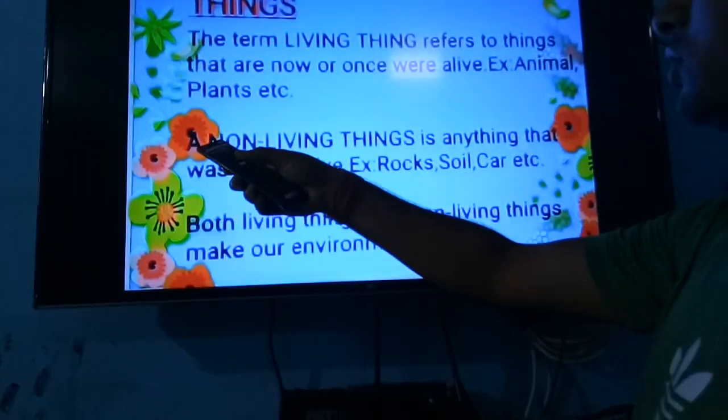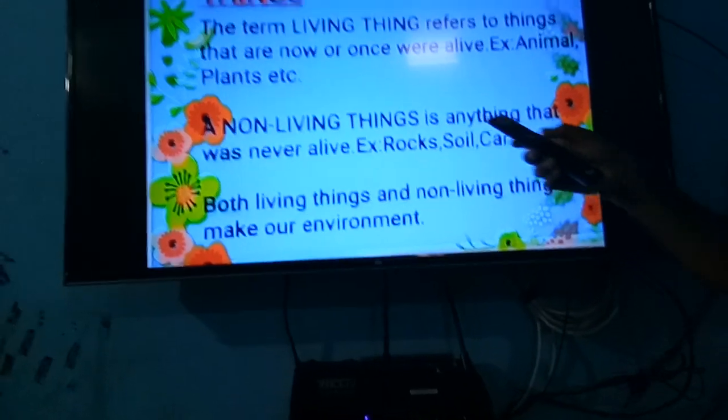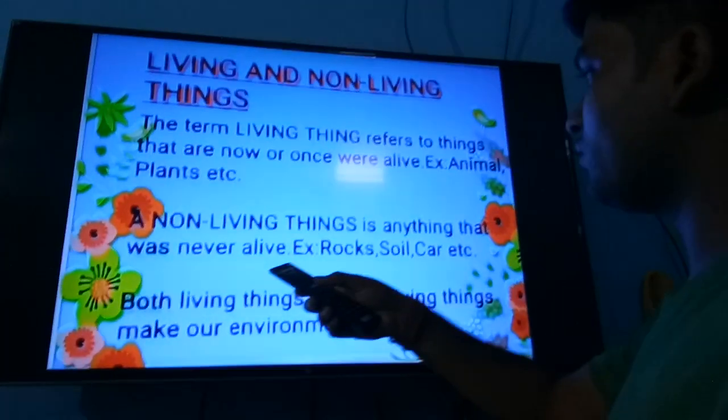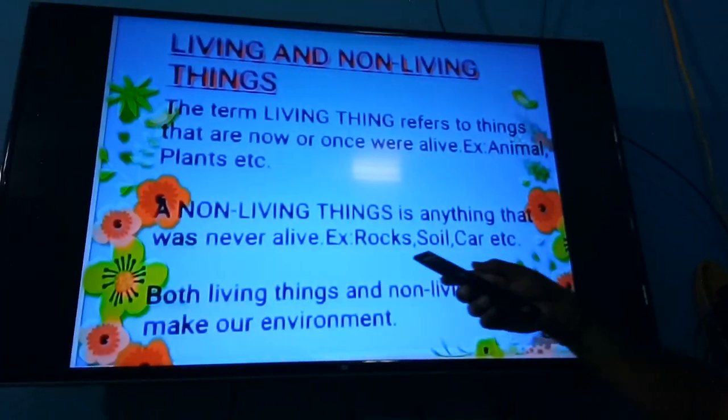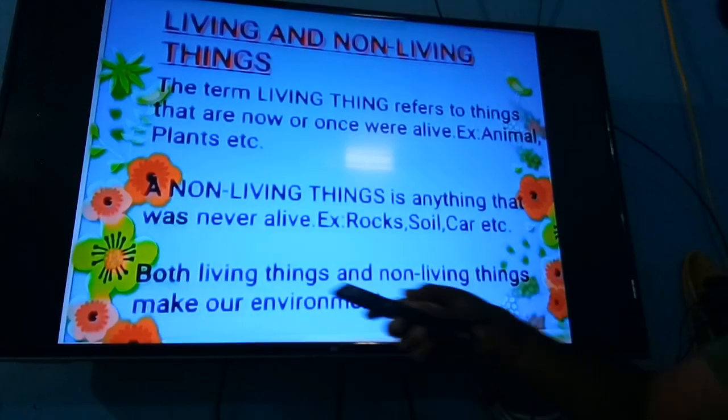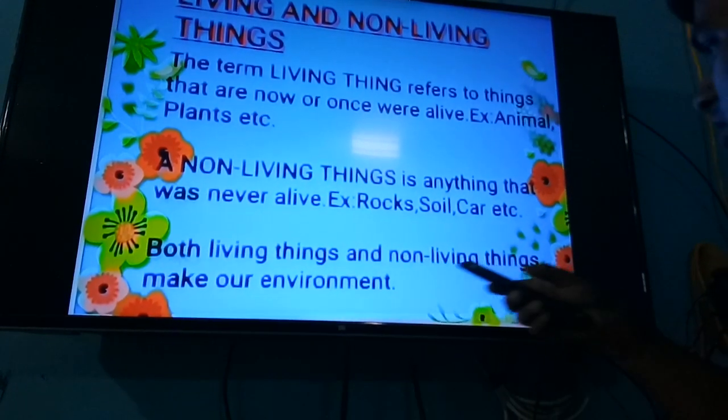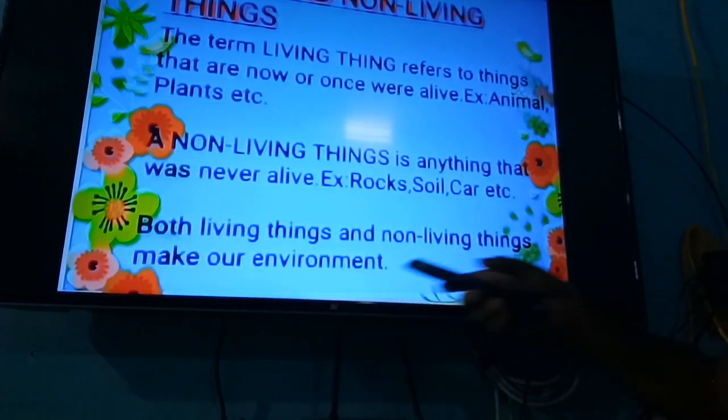Now we are going to talk about non-living things. A non-living thing is anything that was never alive, for example rocks, soil, a car, etc. Both living things and non-living things make up our environment.